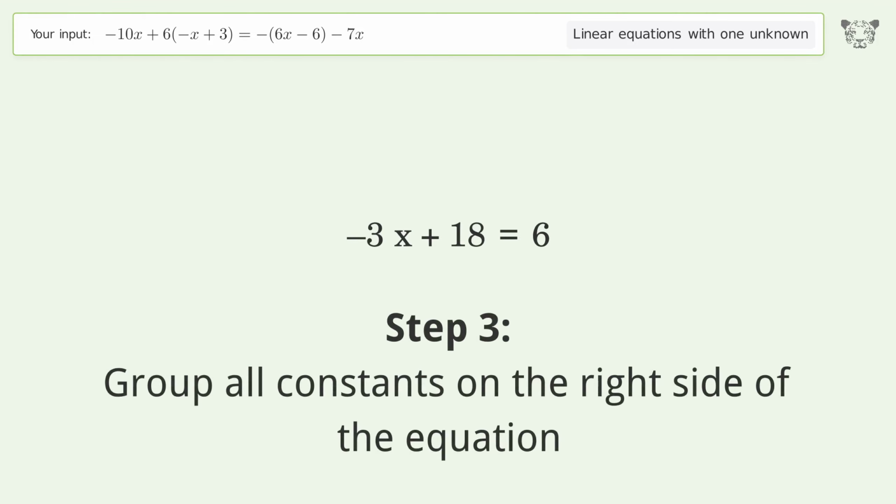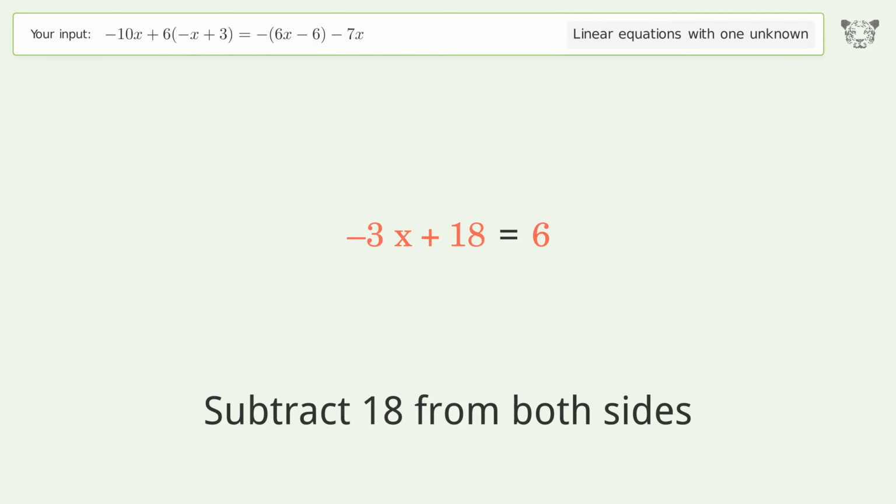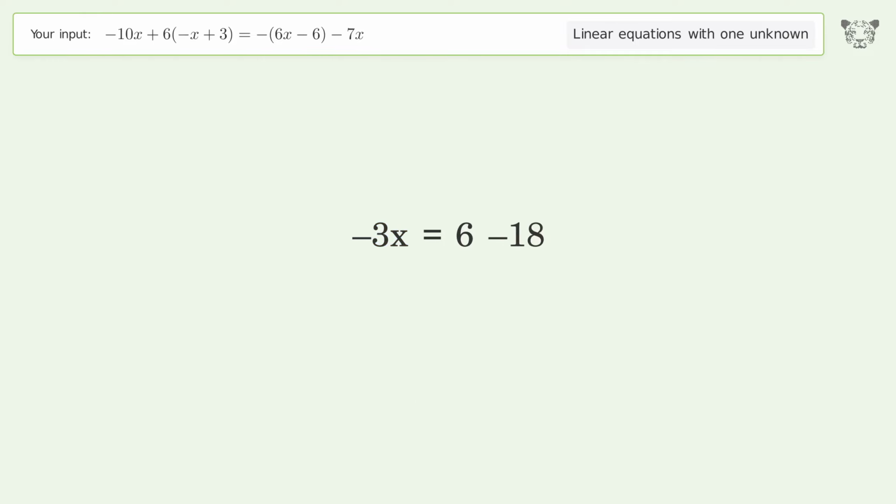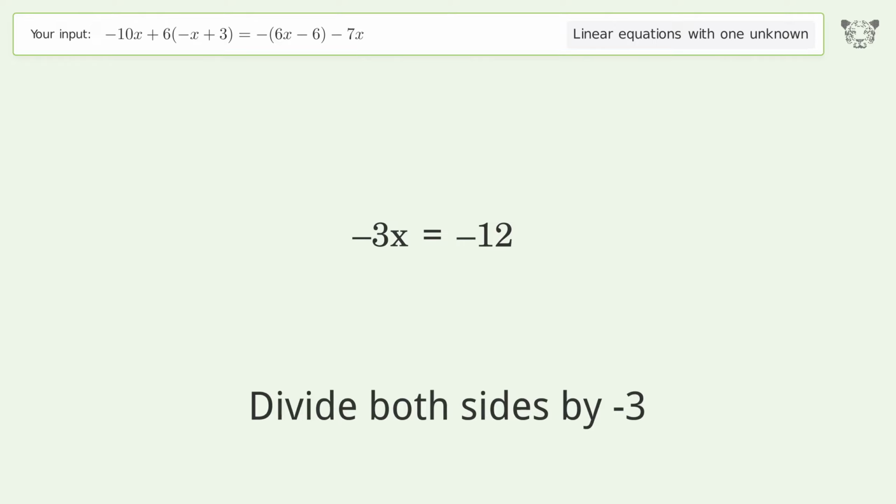Group all constants on the right side of the equation. Subtract 18 from both sides. Simplify the arithmetic. Isolate the x. Divide both sides by -3.